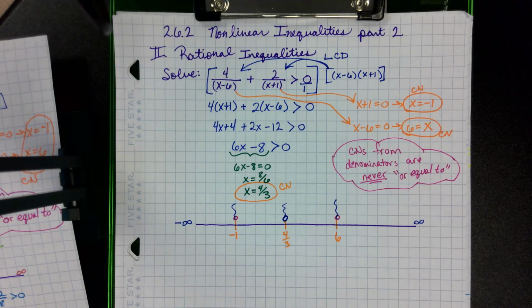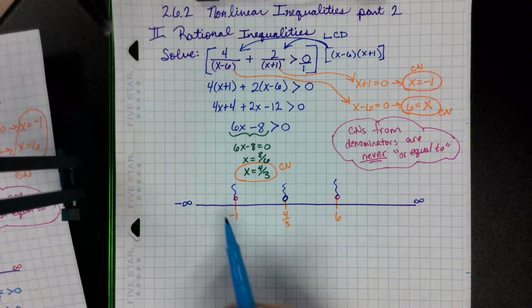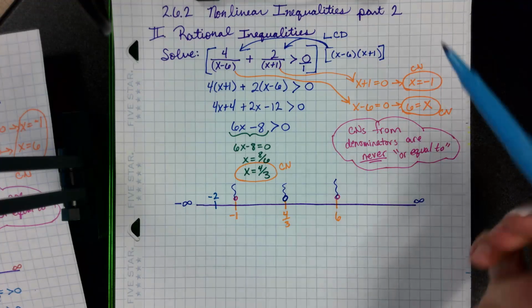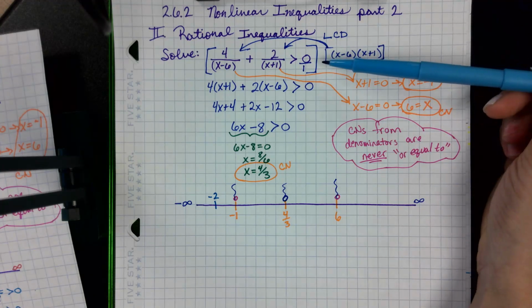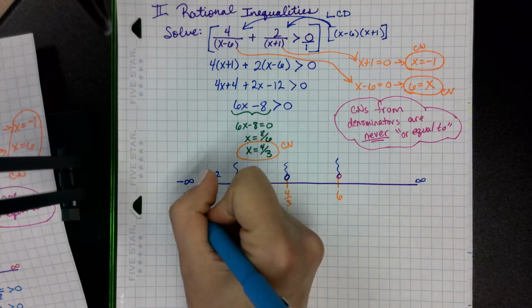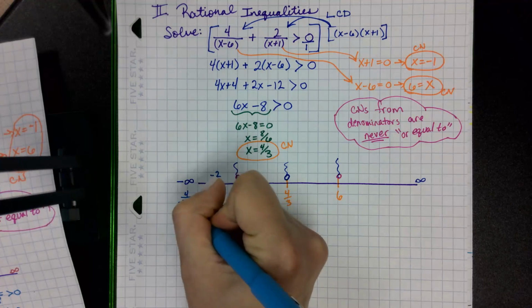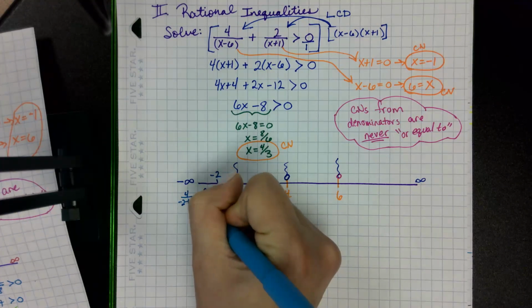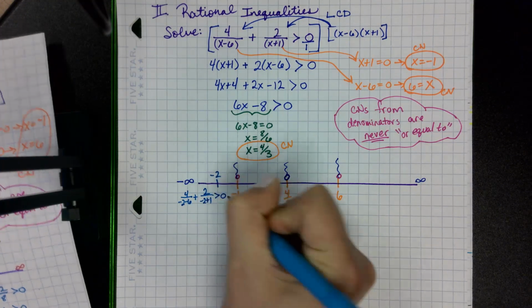Okay, so then moving on with solving the inequality, after we have a number line with our critical numbers on it, we need to choose test points to test. I need to test the interval to the left of -1. So I need to choose a value that's smaller than -1. I'm going to go with -2. And I'm going to plug into my original problem that I wrote at the top of the page, or the one that is printed on your paper, printed in the book. So I have 4 over -2 minus 6 plus 2 over -2 plus 1 is greater than 0.